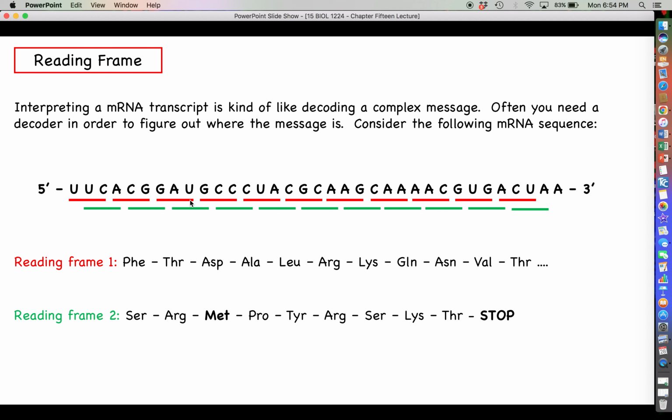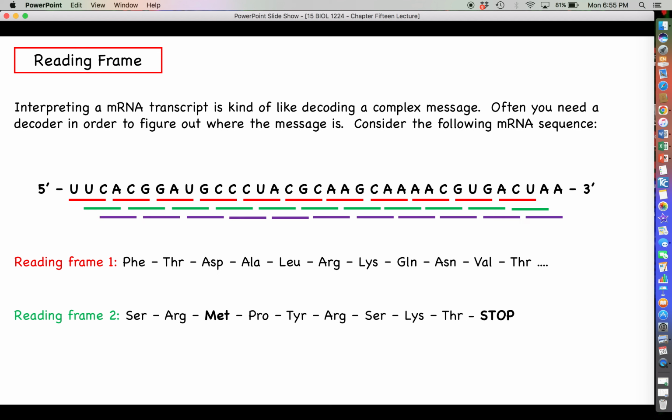You'll notice that the methionine is actually supposed to be the start of the reading frame, because that's your start codon. Then proline, tyrosine, arginine, serine, lysine, threonine, and then finally a stop codon. You can see that UGA there is a stop codon, so we have to stop right there.